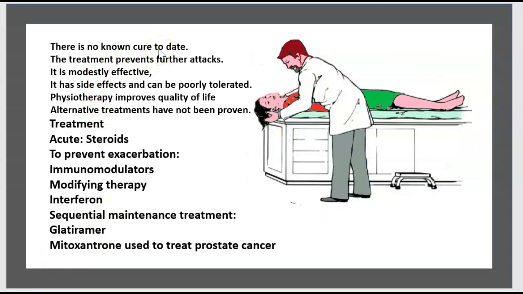There is no cure to date. The treatment prevents further attacks. It is modestly effective, has side effects, and can be poorly tolerated. Physiotherapy improves quality of life. Alternative treatments have not been proven. Treatments include acute steroids, and to prevent exacerbation, immunomodulators. Disease-modifying therapy includes interferon, and sequential maintenance treatment including glatiramer and mitoxantrone. This drug is also used to treat prostate cancer.